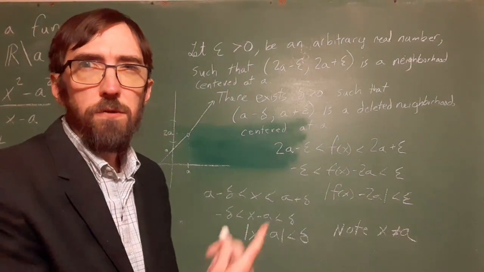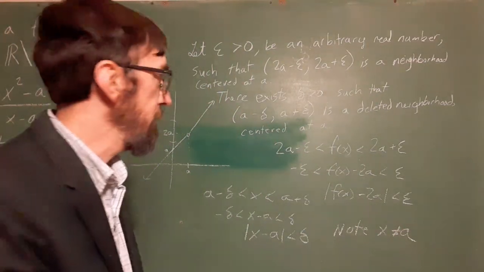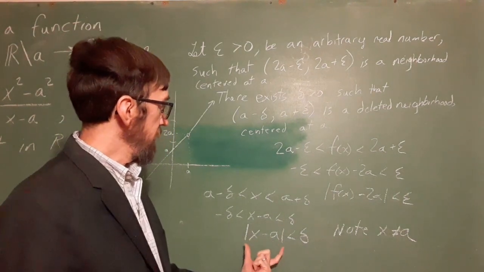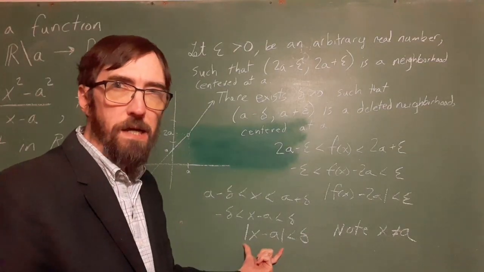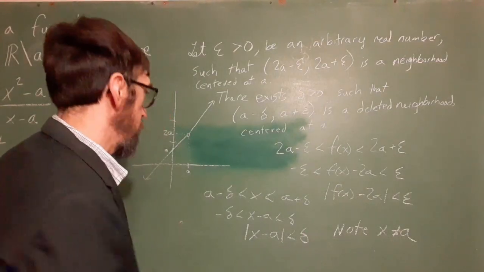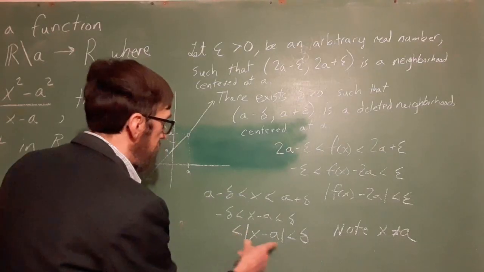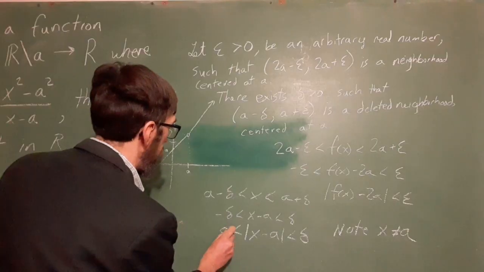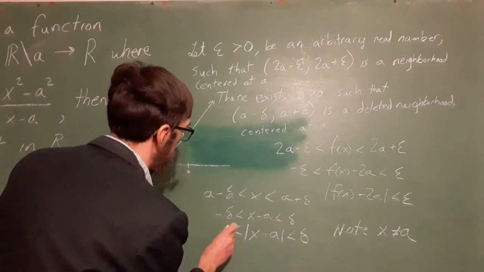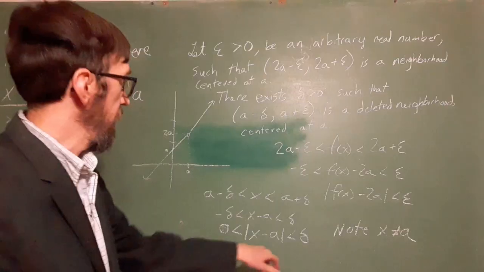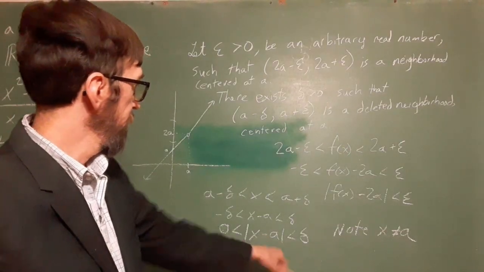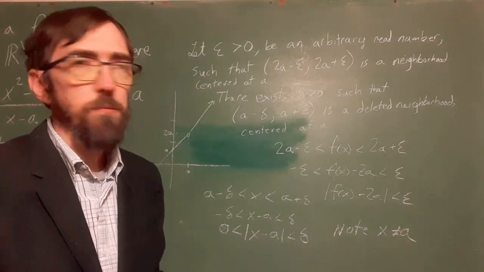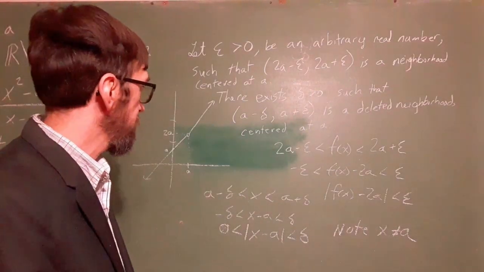X is never going to be equal to a. It's not in the domain. So this never goes to 0. It's absolute value, which means it's positive, so it has to be larger than 0. And since this is smaller than this, but larger than 0, we actually have that this value is trapped between 0 and delta. Again, this real number that we have existing.